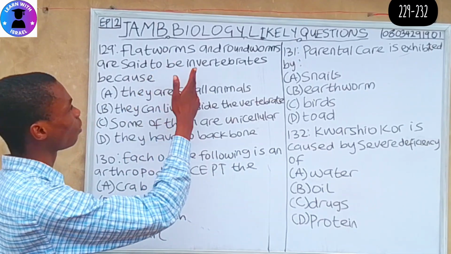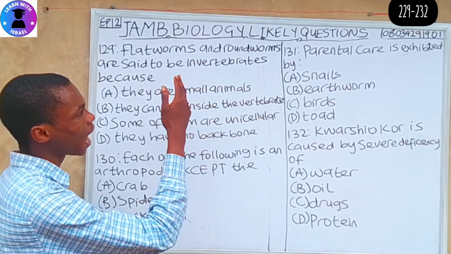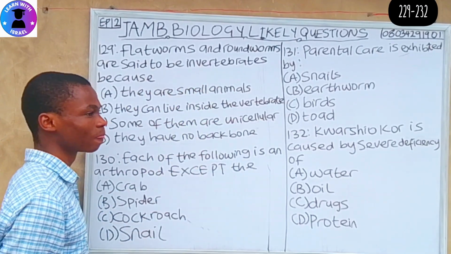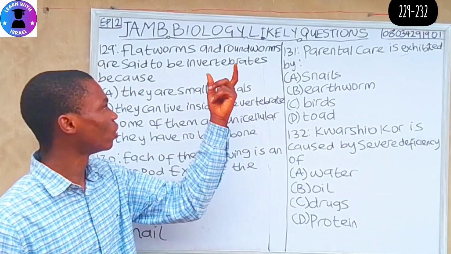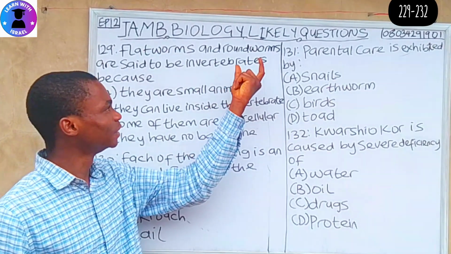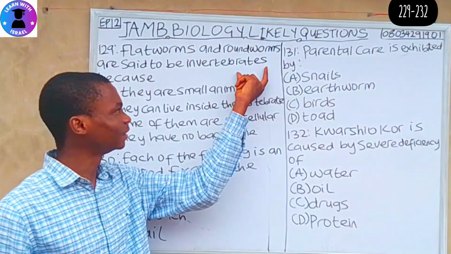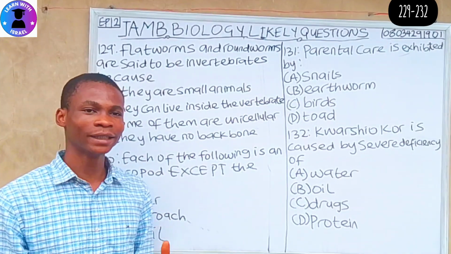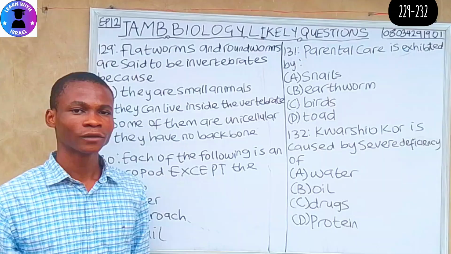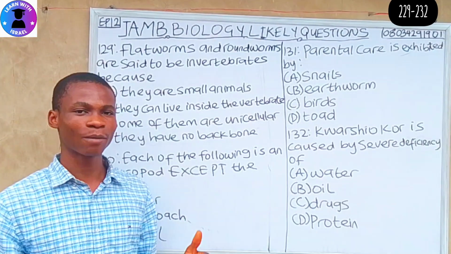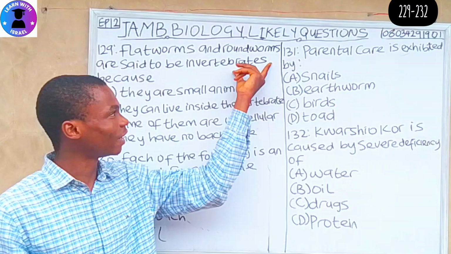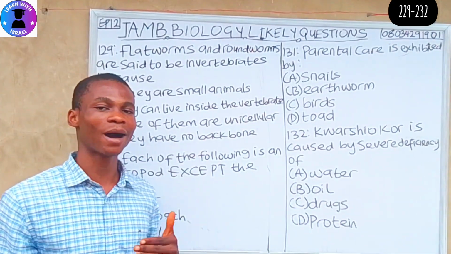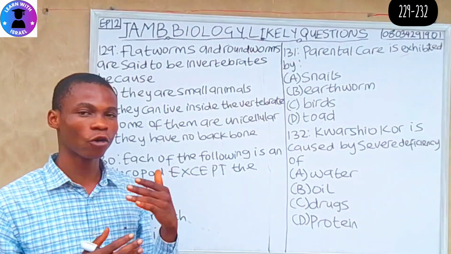Both flatworms and roundworms are invertebrate, and we have vertebrate and invertebrate. The main feature of invertebrates is that they have no backbone, while vertebrates have a backbone. The most significant difference between vertebrate and invertebrate is that vertebrates have a backbone and invertebrates have no backbone.